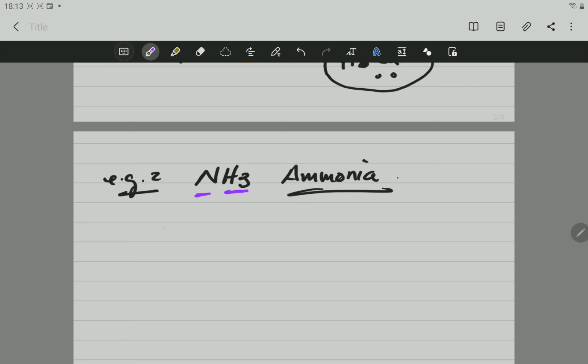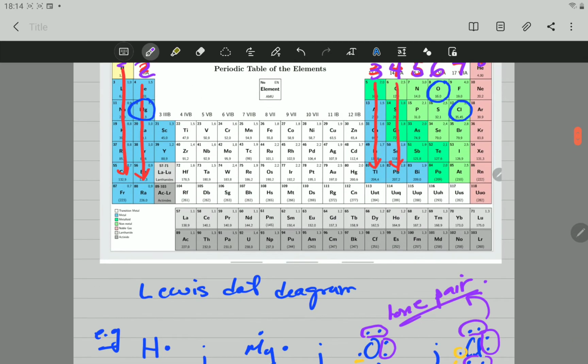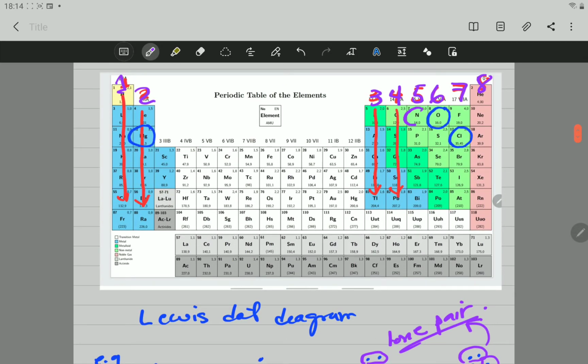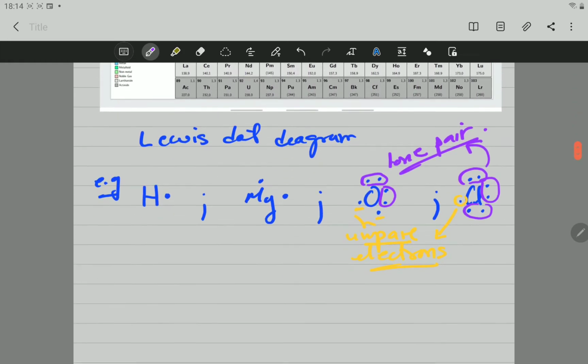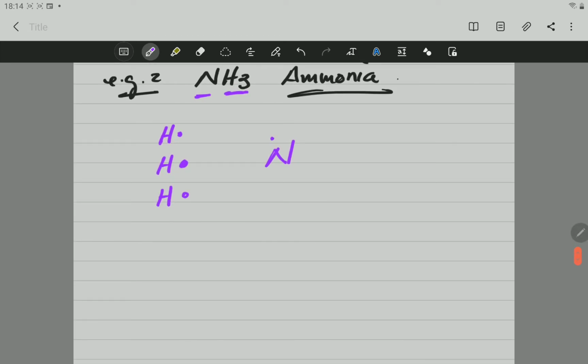So let's draw the hydrogens first. We have hydrogen with 1, hydrogen with 1, hydrogen with 1. And nitrogen has how many valence electrons? Let's go to the periodic table to identify nitrogen. Nitrogen is in group 15, therefore it has 5 valence electrons. How to draw the 5 valence electrons? 1, 2, 3, 4, and 5.